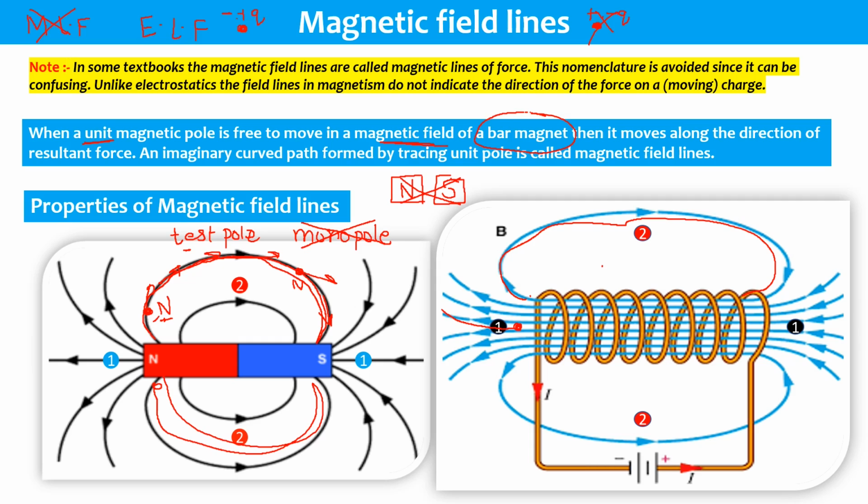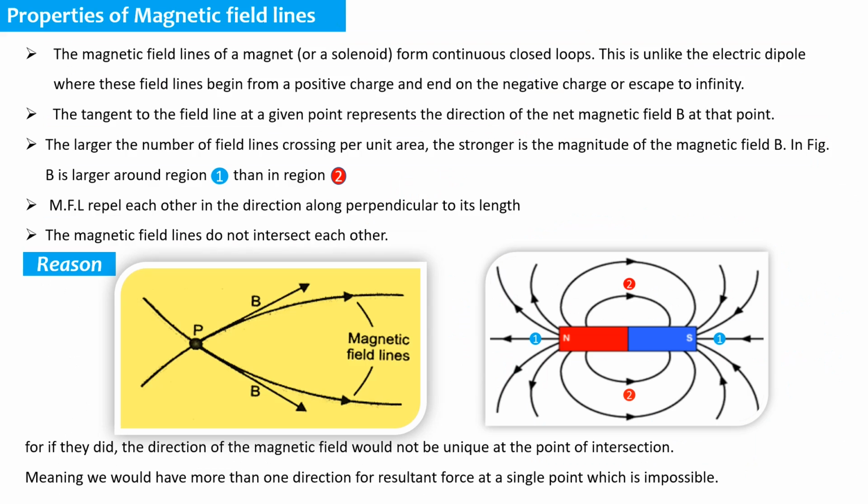This is a magnetic pole. This is not a charge. You cannot put a charge and have a diagram like this. Is that very clear? Therefore, the nomenclature is magnetic field lines. Okay, let us go with the properties.